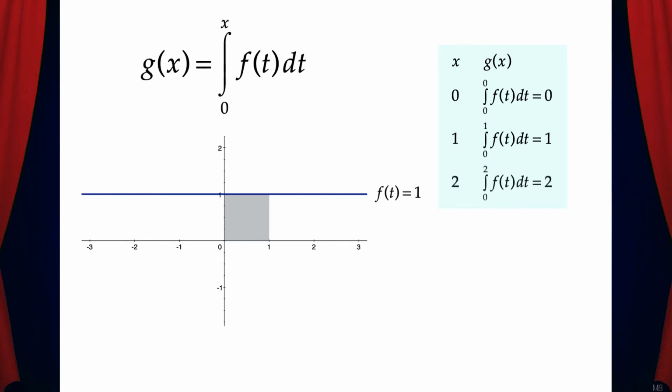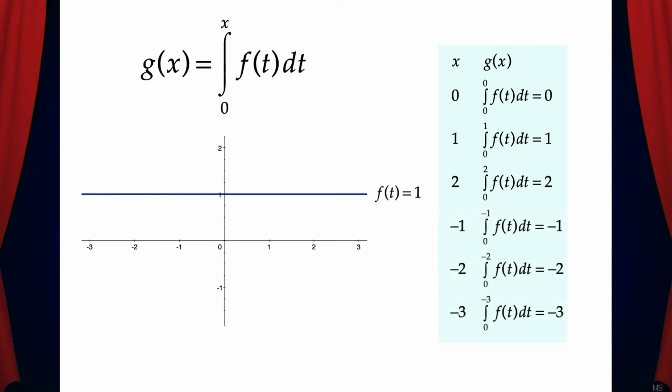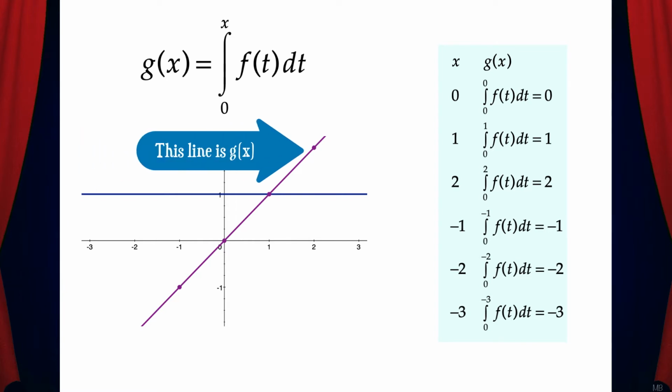And when x equals 2, g of x equals the integral from 0 to 2 of f of t dt, and that equals 2 because the definite integral from 0 to 2 equals 2. We can also plug in negative values for x, and when we do that, we get the following values for the definite integrals. Now we can plot the ordered pairs (0, 0), (1, 1), (2, 2), (-1, -1), etc. And we get a picture of the g of x function. And we can see that this is the line y equals x.